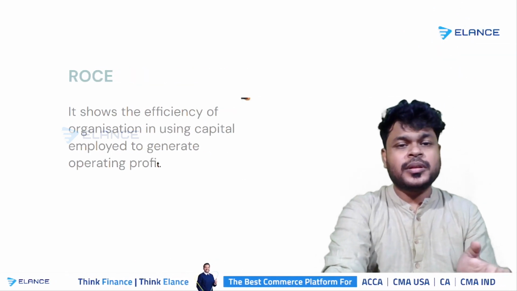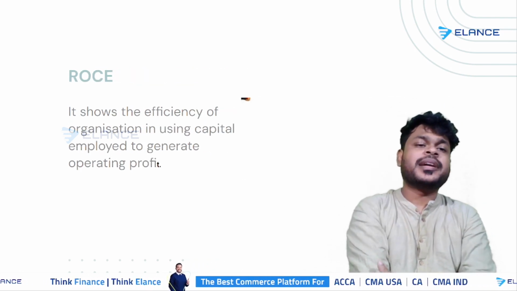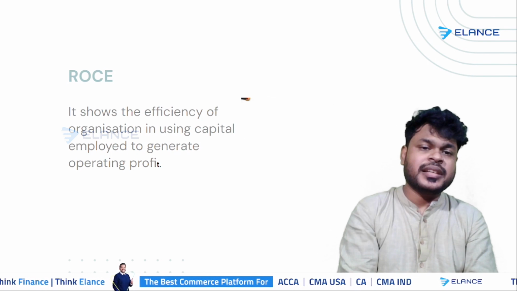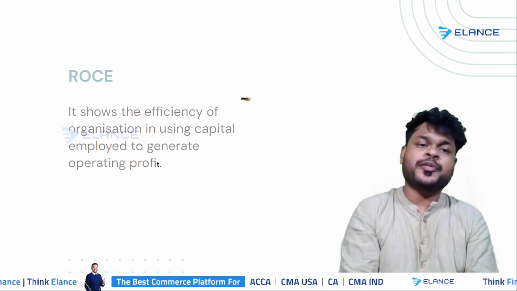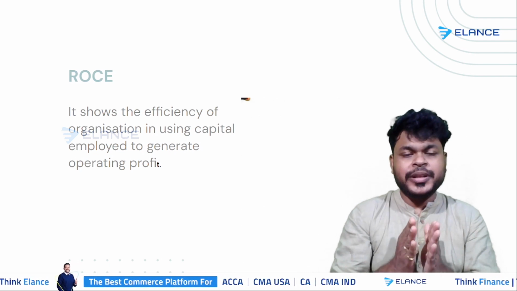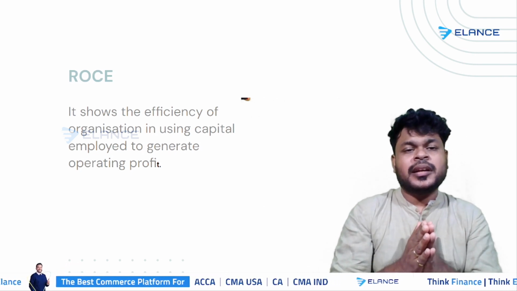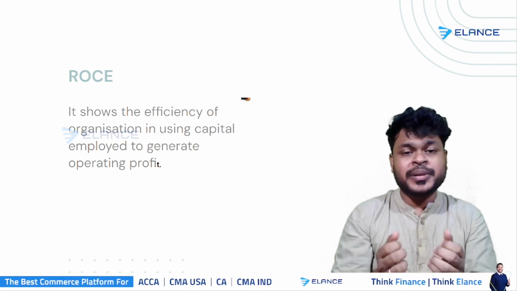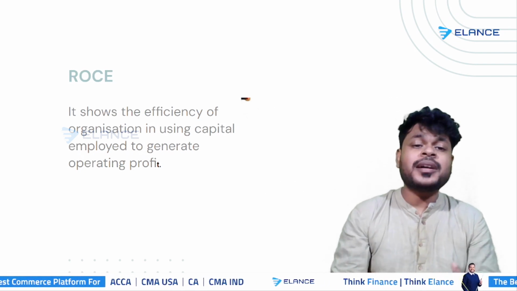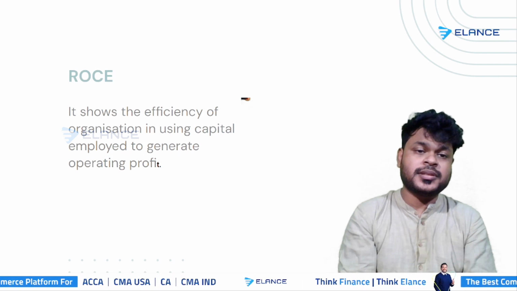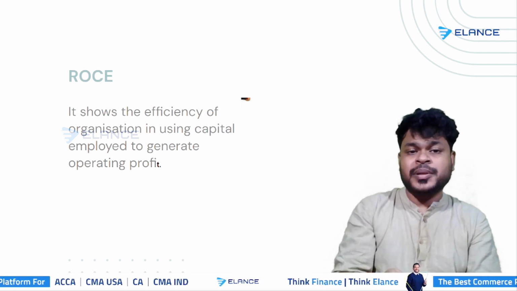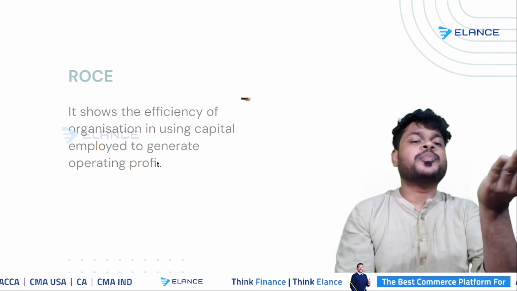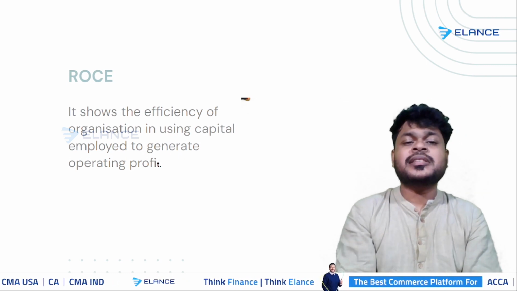Okay. So the next thing that we'll be looking at is ROC. ROC shows the efficiency of an organization in using capital employed to generate operating profit. So over here, you have to understand that it is the ability of the company to use its capital employed, that is, the company's funding, to generate profit. How much is the company able to generate as profits? If we invest in this company, can this company use our investment efficiently to generate more profits? That is the insight of this ratio.